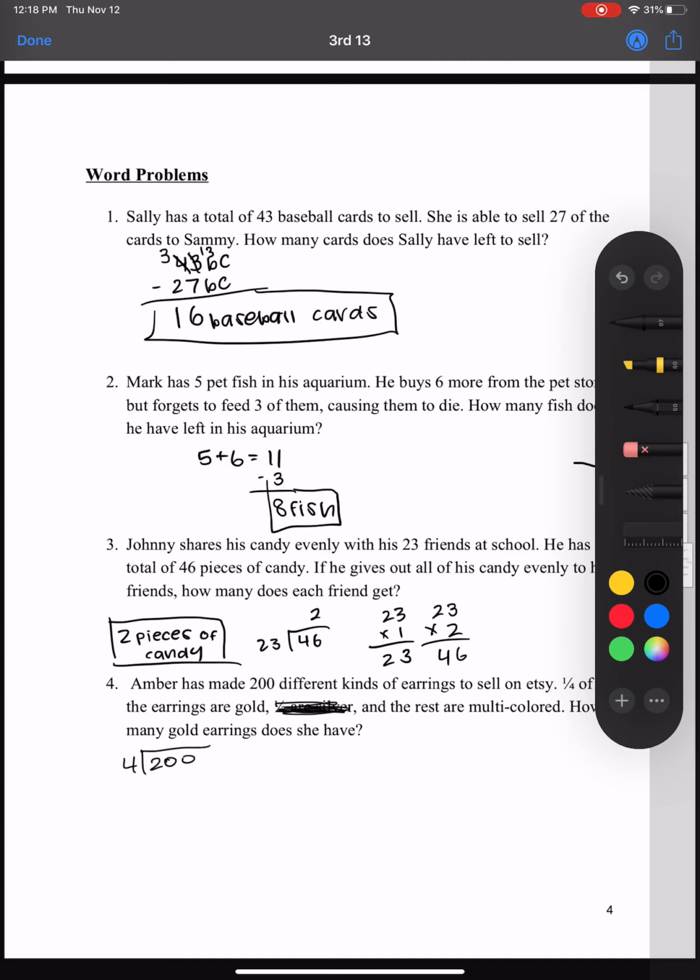How many times does 4 go into 20? 5 times, because 4 times 5 is 20. So you put the 5 above the 0. 4 times 5 is 20, so you put the 20 below the 20. And then 20 minus 20, you get 0. Bring down the 0. How many times does 4 go into 0? 0 times. 4 times 0 is 0, and then you get 0, a remainder of 0, which means that she has a total of 50 gold earrings.